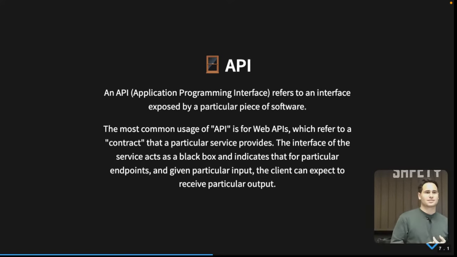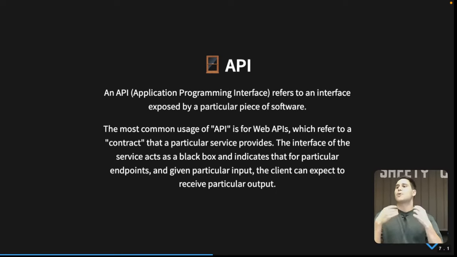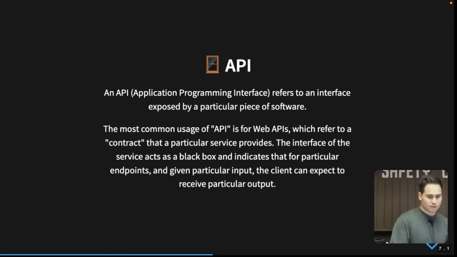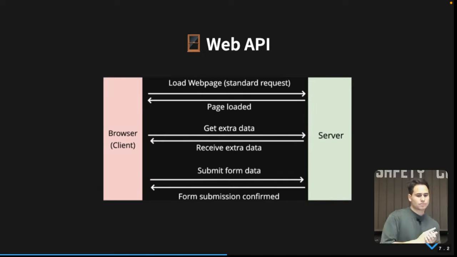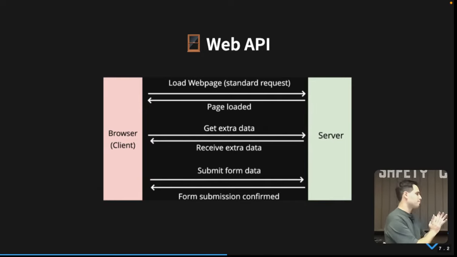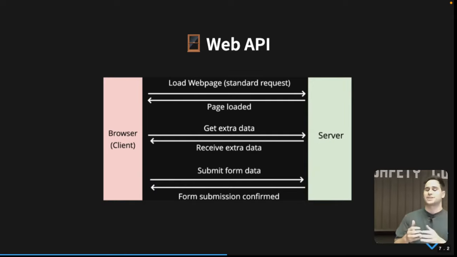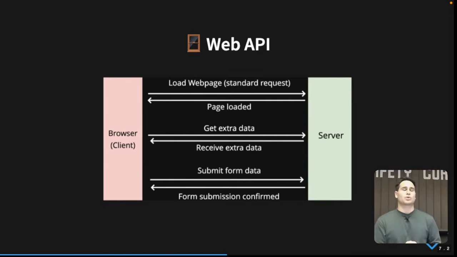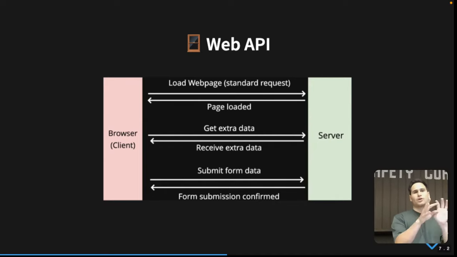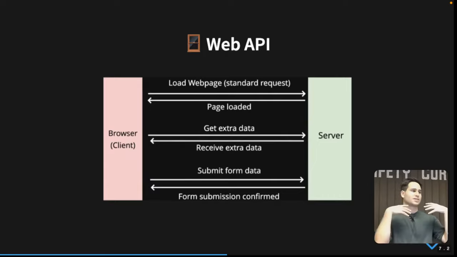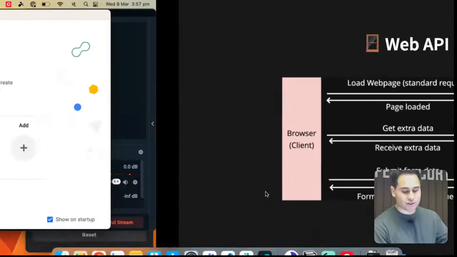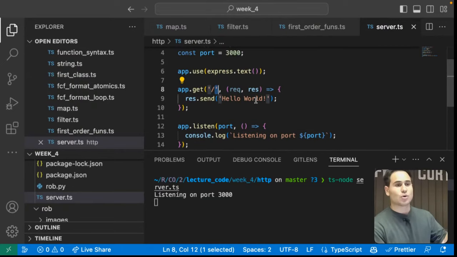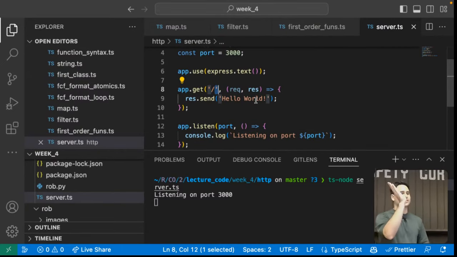Does that make sense? In the context of web systems, API basically means what are the possible routes or endpoints for your server. You can register multiple endpoints for a particular program. What typically happens with websites is you go to www.google.com and it hits what we call the default route, or the home route. The home route is always a single forward slash. So when you go to google.com, it goes to the forward slash route.